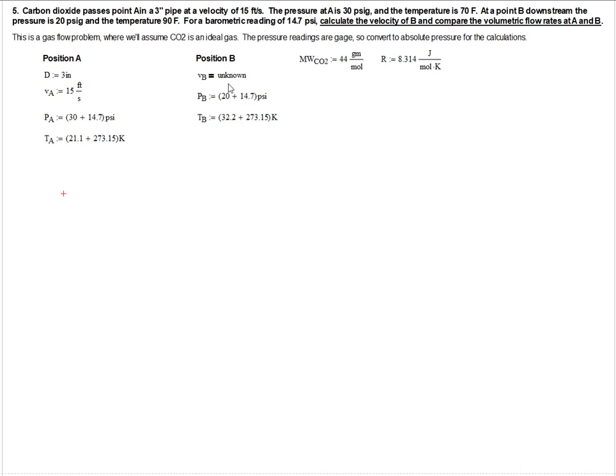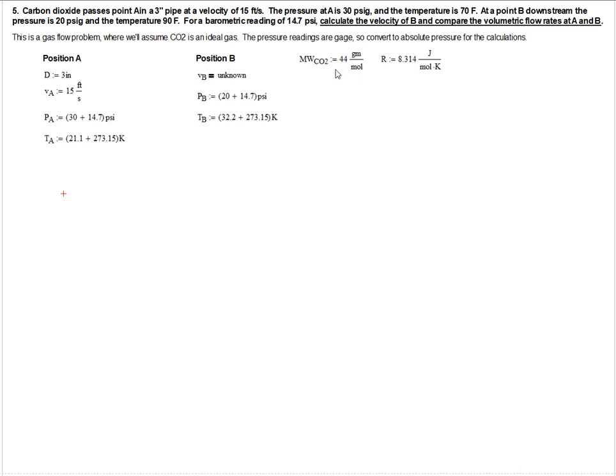Now at position B, we do not know the velocity, so that is going to be one of the things we're going to need to find. We do know the pressure. It's at a lower pressure, which we would expect for something going downstream and having no compressor or fan in between. And then the temperature is a little bit higher, and so I again have converted that Fahrenheit temperature to Kelvin.